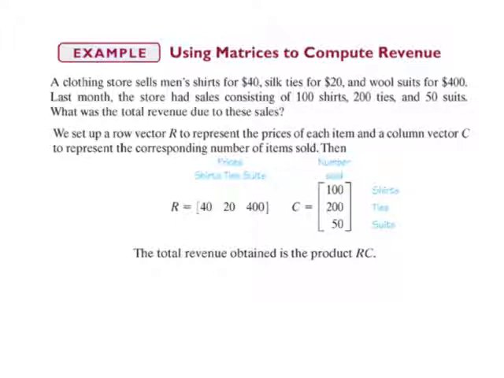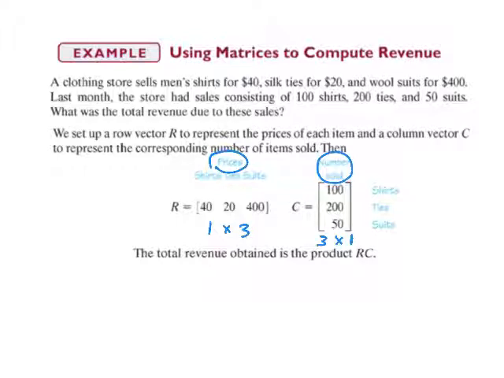So you could think about it as two matrices. We have the R matrix, which is the prices or the rates, and this is a row, if you will. So this is your price matrix, and this is a 1 row by 3 columns. Each column represents a different item. And then we have our sold matrix, number sold here, which is a 3 row times 1 column matrix. And this represents the number of shirts, ties, and suits sold.